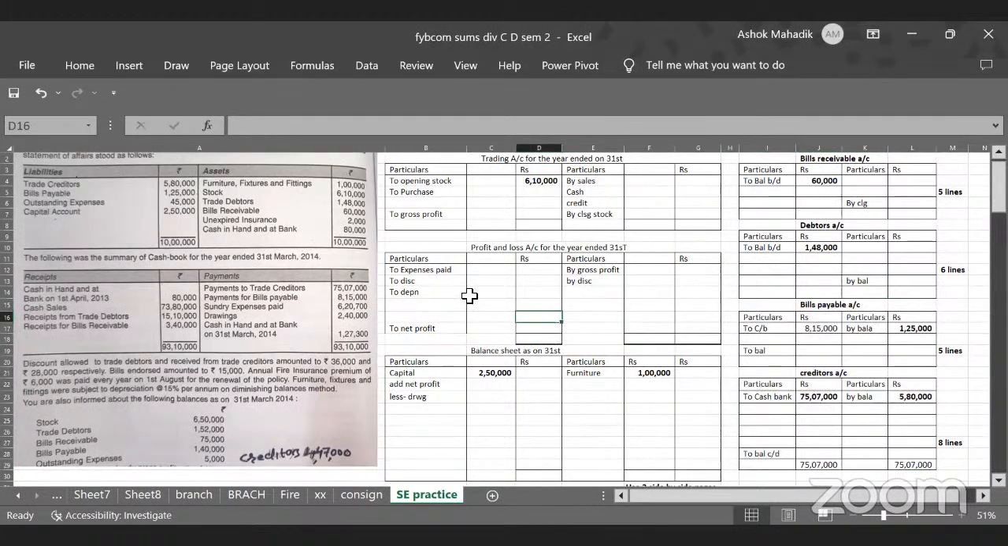Okay, so expenses, I'll just move this to a little below. So expenses paid amount is what? How much is it? 6,20,700. Okay.